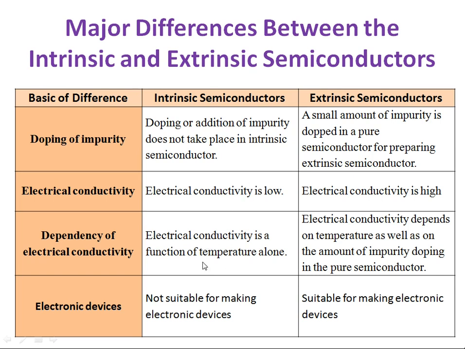In an intrinsic semiconductor, electrical conductivity depends on temperature alone, but in an extrinsic semiconductor it depends on both temperature as well as the doping or impurities. Intrinsic semiconductors, the pure semiconducting materials, are not suitable for making electronic devices. So we use extrinsic semiconductors for making electronic devices. In this lecture, I am not going to concentrate on intrinsic semiconductors. We will discuss only extrinsic semiconductors.